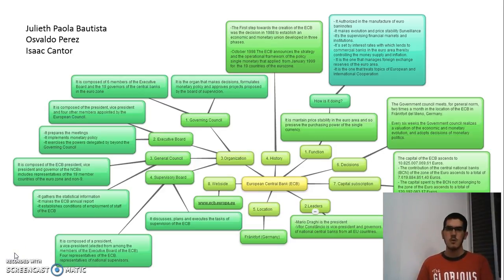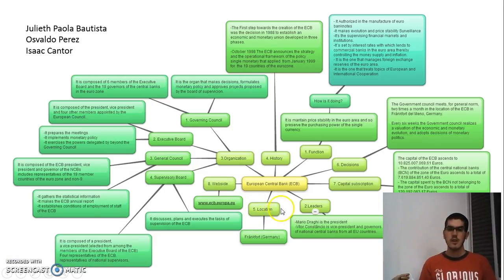About the history, we can see that the first step towards the creation of the ECB was the decision in 1988 to establish an economic and monetary union developed in 3 phases. In October 1998, the ECB announced the strategy and the operational framework of the single monetary policy that was applied in January 1999 for 19 countries of the Eurozone.